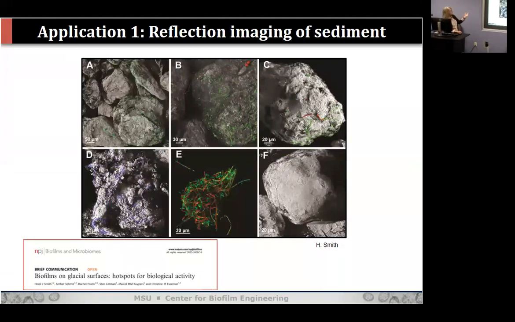And without the surface, without an image of the surface, it would have been impossible to get the data that Heidi got, or to be so convinced that these microorganisms are attached. So reflection is a beautiful way to augment fluorescent information with biofilms.